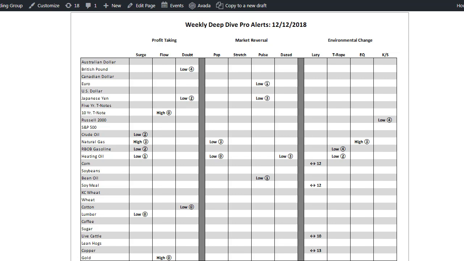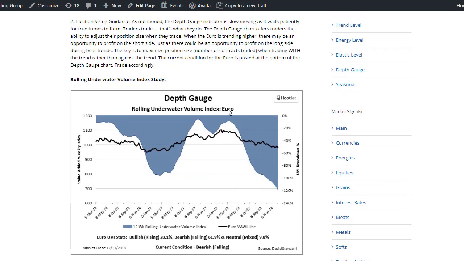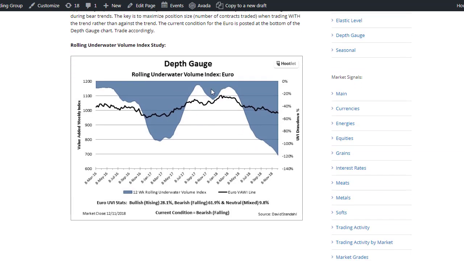Coming back to the website and looking at a longer term, for us at least, we look at the depth gauge, and the blue line is certainly still pointed to the downside, and there's no sign that it's starting to base.